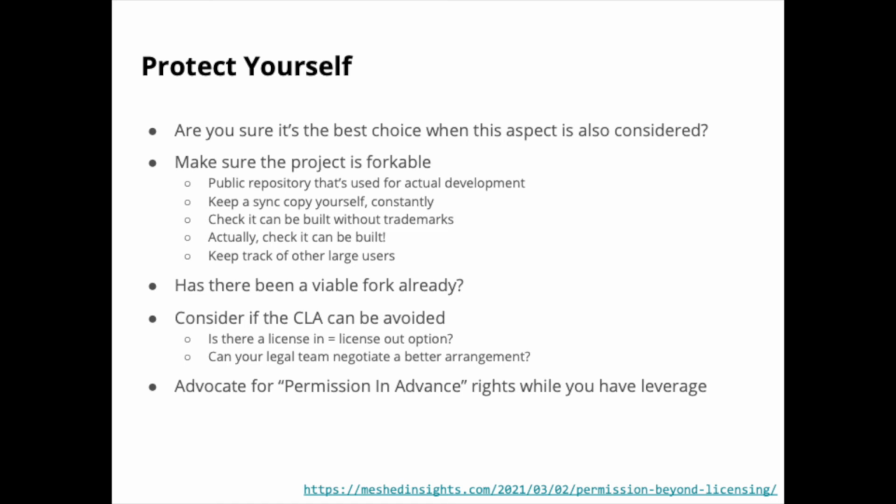Do check the project can be built without trademarks. Another common reason for not being able to fork is because it's too much engineering to take the trademark of the company out of the software. Check it can actually be built. Sometimes these projects rely on elements in the CI that you don't have access to. And keep track of other large users so that when the unfortunate day arrives, you've got colleagues in other companies who might share the cost with you.